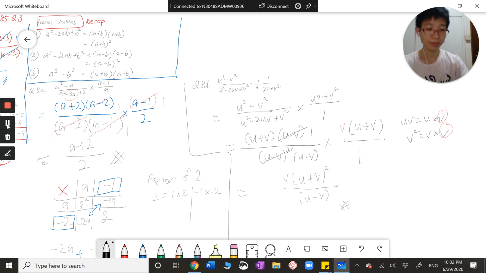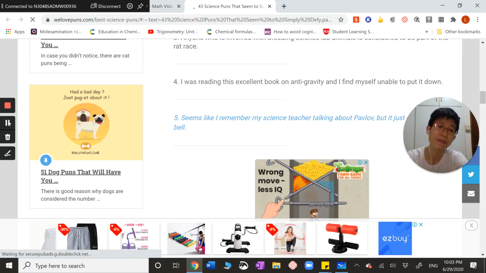So this is it. I'll reward you with a science pun because I'm running out of math puns. So I was reading this excellent book on anti-gravity and I find myself unable to put this book down. Okay, so I believe some of you can understand this one.